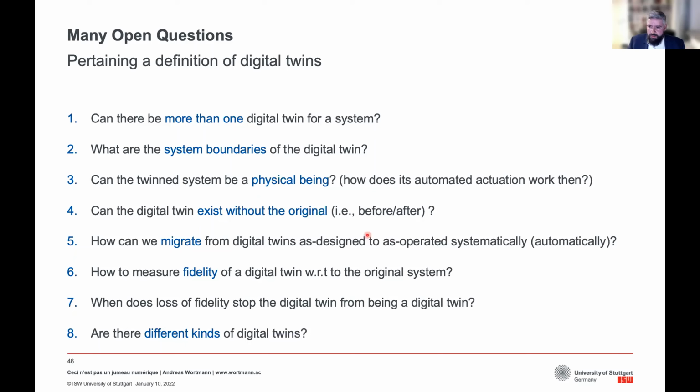or narrow or impossible, and most don't answer these questions. So can we have more than one digital twin for a system? Coming back to Mark's comment, what are the system boundaries of the digital twin? Why is it not baked into the software? Can we twin a physical being, or is that then a digital shadow only? Can the twin exist before the original? How do we migrate from as designed to as operated? What's the fidelity of a digital twin? And all of this needs to be answered.